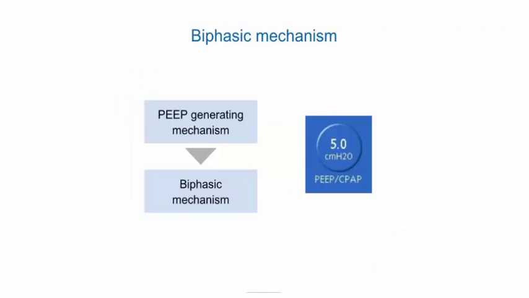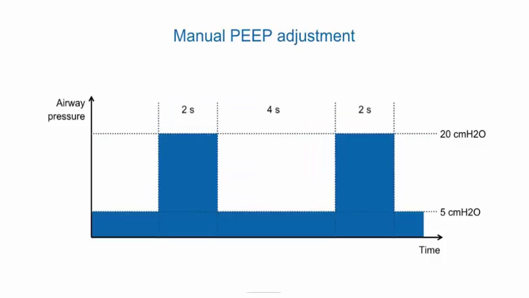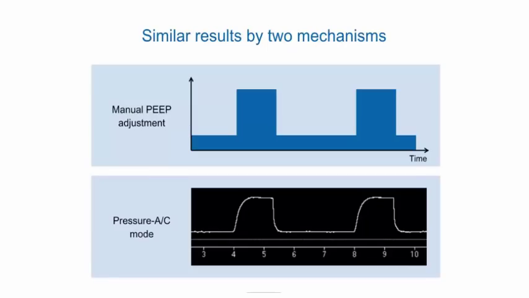Biphasic mechanism. The biphasic mechanism is an extension of the PEEP generating mechanism. You can find PEEP control in all ventilation modes. Let us do an exercise. Set PEEP to 5 centimeters of water. Wait for 4 seconds. Increase PEEP to 20 centimeters of water. Wait for 2 seconds. Repeat the above steps sequentially. The activities cause the PEEP to alternate between 5 and 20 centimeters of water in a specific time pattern.